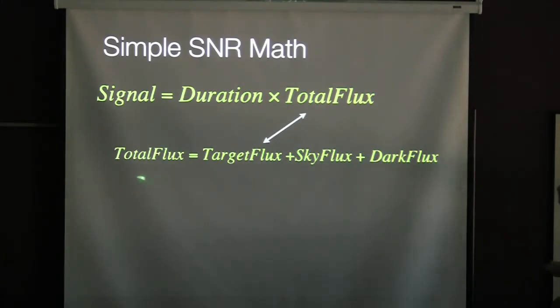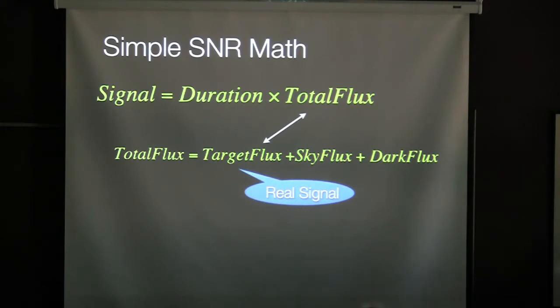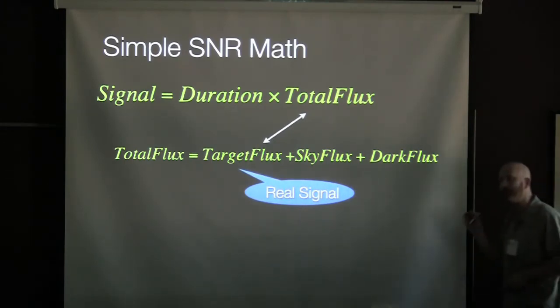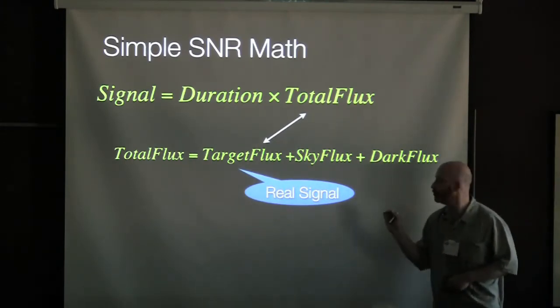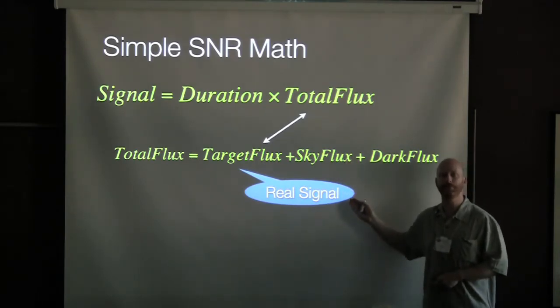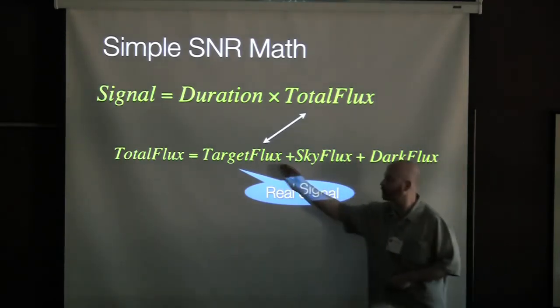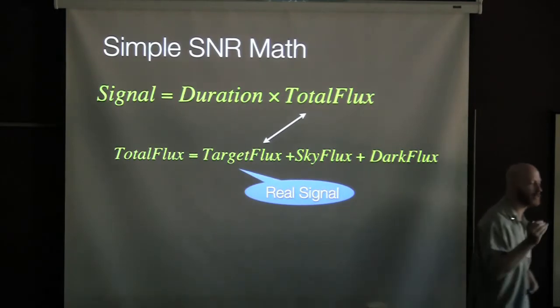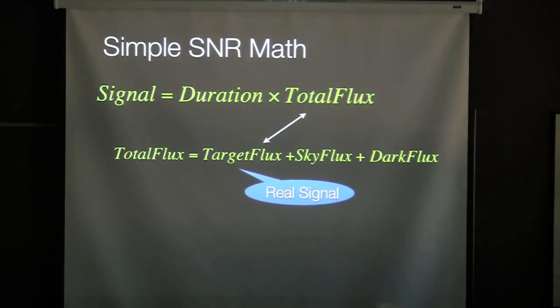Total flux here, well, flux is going to be coming from a bunch of different sources. We have photons coming from our actual target. We have photons coming from the sky. And we have, well, basically photons coming from the dark current as well. So this is going to be our total signal, but we really only care about one of these. We really only care about the target flux. I have no desire to have a perfect image of my sky glow. That's not the goal. The goal is to have, of course, the perfect image of my target. So that's the signal that we're actually really going to be caring about here.